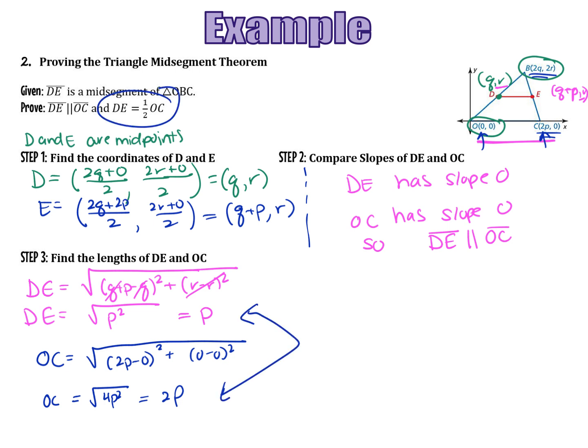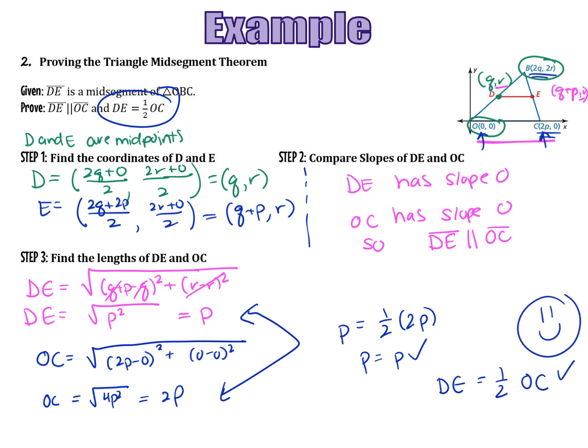If OC is 2p and DE is p, DE is equal to 1/2 of 2p. And there we have it. So DE is equal to 1/2 of OC. Verified. Now let's look at a couple examples where we are using the midsegment.